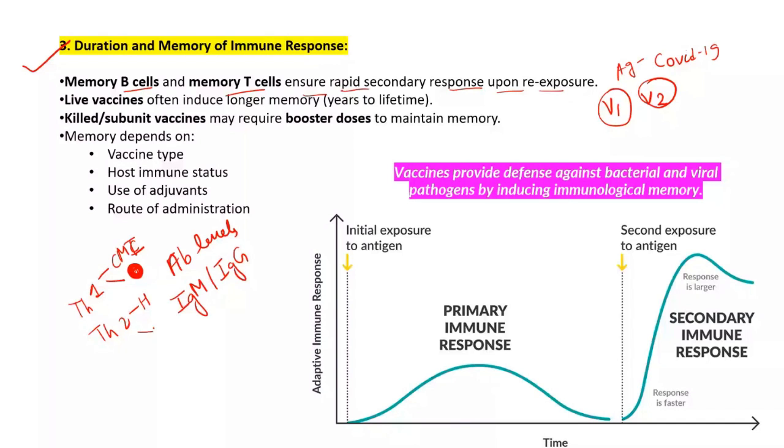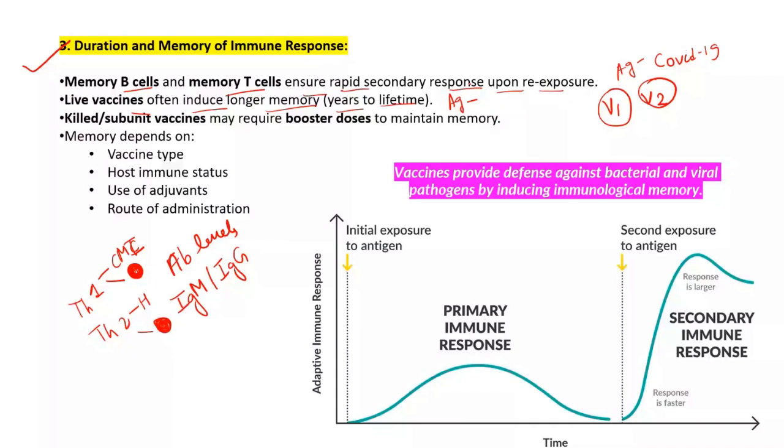So these two are left over, and think how many multiple reactions must be going on in the body. So always the titer is measured, like how much memory B cell and memory T cell each vaccine has given. Live vaccines often induce longer memory, years to lifetime. Whenever you have taken the live attenuated one, no booster dose is required and you will be protected lifelong, because they have the live antigen, and that will produce a lot of memory B cells and memory T cells for lifelong.